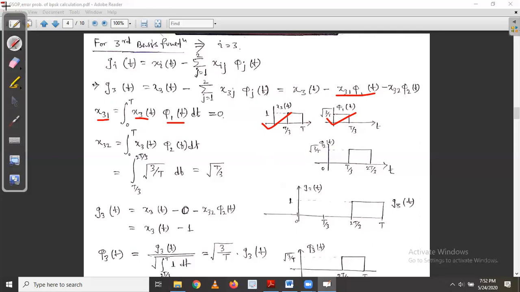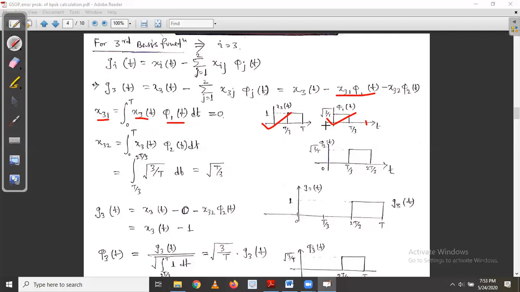Now multiply, integration. Now see, if I'm multiplying this, what do we get? 0 to t by 3, 0 to t by 3. It is 0, it is 1. It will be 0. Okay, t by 3 to t. T by 3 to this side t is also 0. That means actually here there is no amplitude, so this portion is 0. But this portion is 1. Here, t by 3 somewhere here, and t somewhere here.